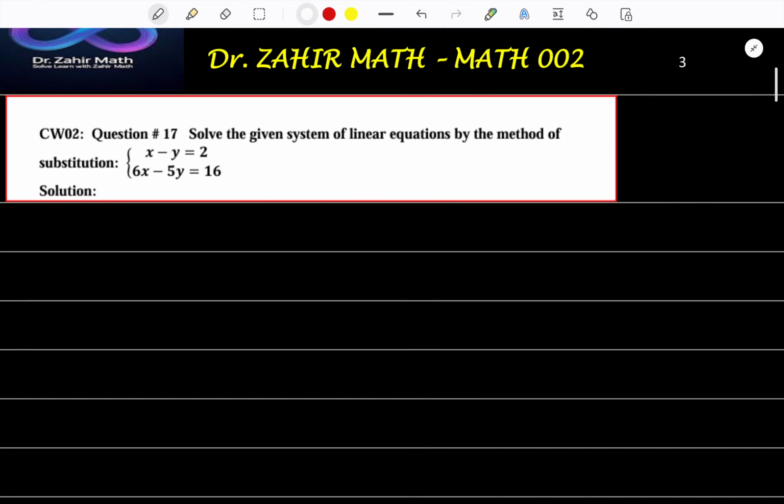The next question is: solve the given system of linear equations using the method of substitution. What do you mean by substitution method? I am going to explain now the substitution method. What is the method name? Substitution. Let me tell you what is the English meaning of substitution.